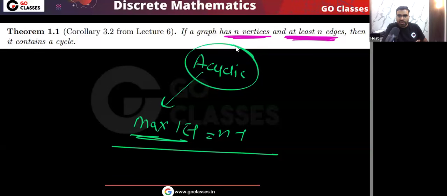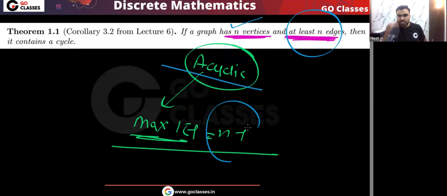Yes or no? So remember, if you have n vertices and at least n edges, then you cannot have an acyclic graph, because an acyclic graph has at most these many edges. In an acyclic graph, maximum you can put n minus 1 edges. So if you have at least n edges, then definitely it contains a cycle.